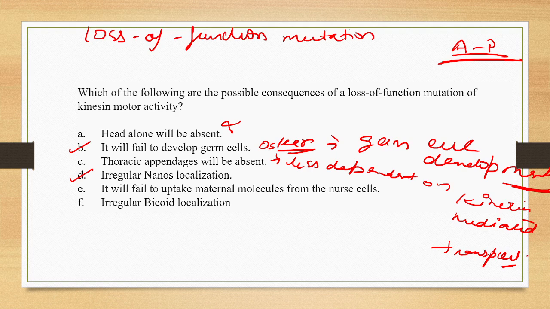Then, irregular bicoid localization. Bicoid is present at the anterior side, but its localization is dependent on dynein. Remember, bicoid localization is dependent on dynein and not kinesin. So a loss of function mutation of kinesin will not hamper the bicoid localization as such. So your correct options would be B and D. Fine.